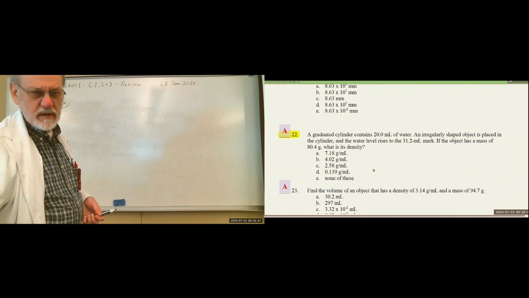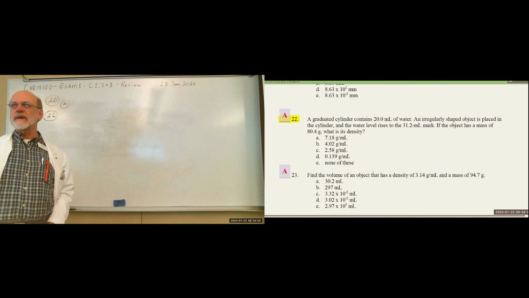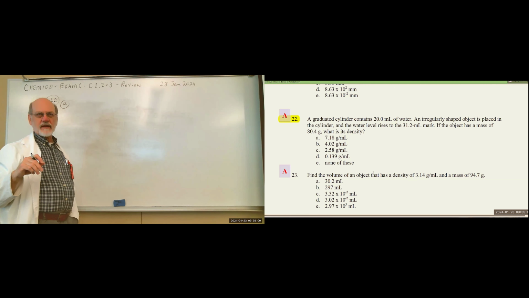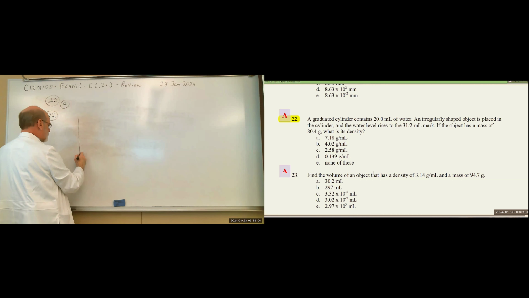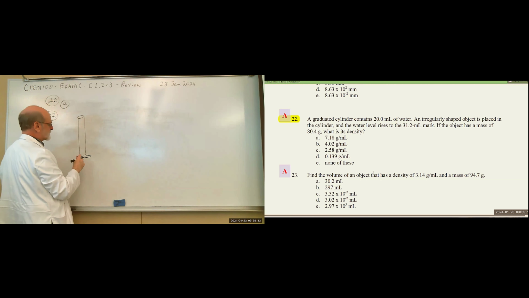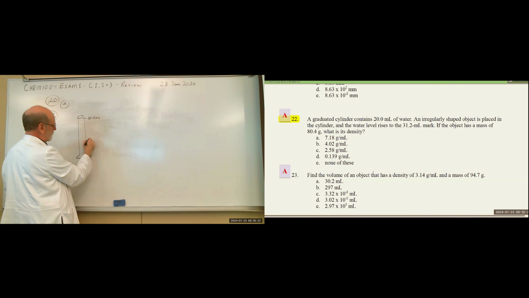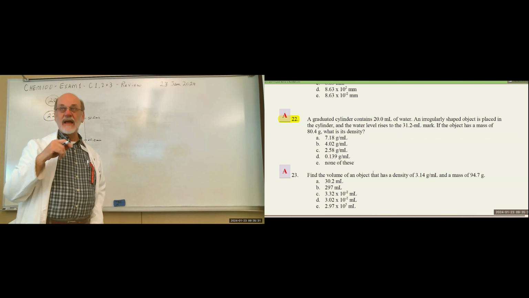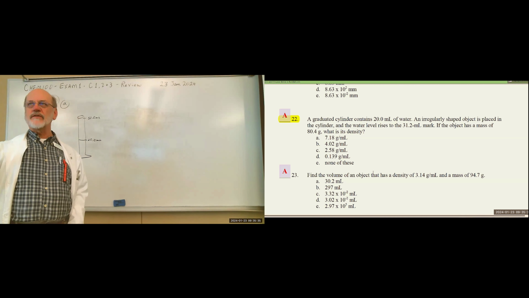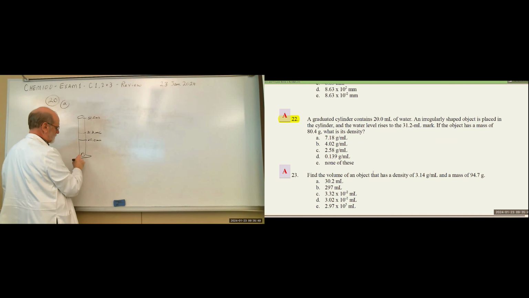Let's scroll down to 22. A graduated cylinder contains 20 milliliters of water. This is one of those cases where I think a picture would help. We've got a graduated cylinder, and it contains 20 milliliters of water. Let's say this is a 50 milliliter graduated cylinder. That means 20 is going to be about right here. An irregularly shaped object is placed in the cylinder and the water level rises to 31.2. So it rises up to about right here, with this irregularly shaped object in the bottom.